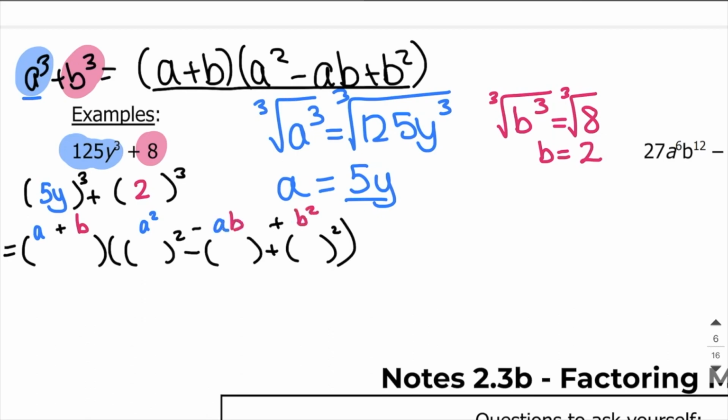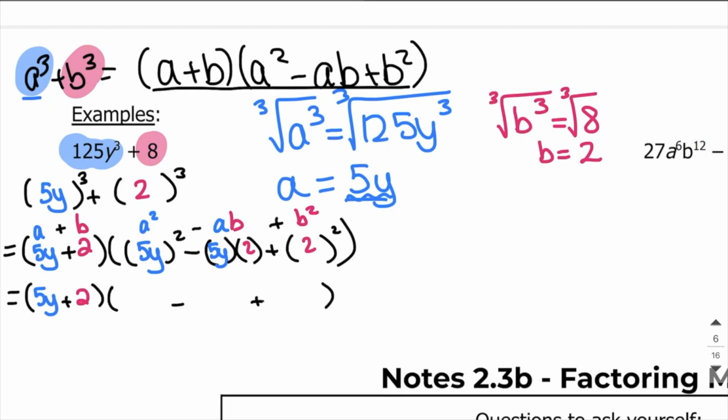Okay, so right here, I know that my a is 5y. So I can say that this is 5y plus, we know that b right here would have to be 2. And then here, I would say that this is 5y squared minus 5y multiplied by 2 plus 2 squared. And I'm just going to evaluate some of these things here. So I can say that this is just going to be 5y plus 2. There's nothing really to evaluate in my first bracket, but I'm going to figure out what each one of these numbers is. So I'm going to figure out what 5y squared is.